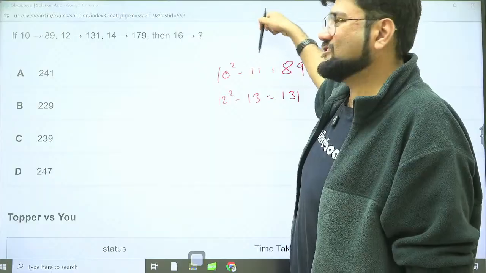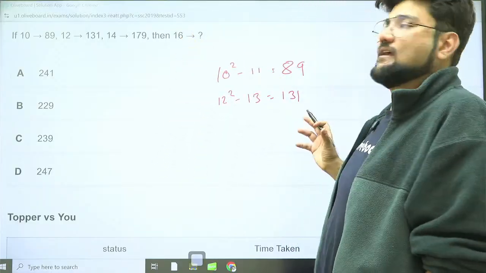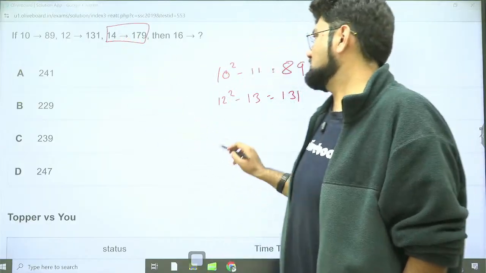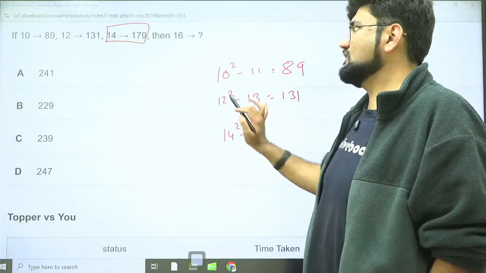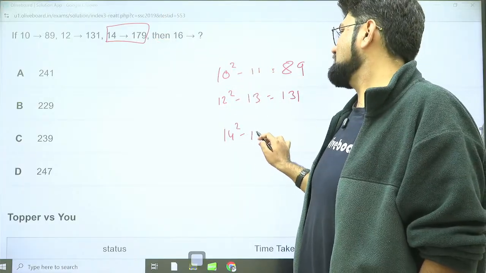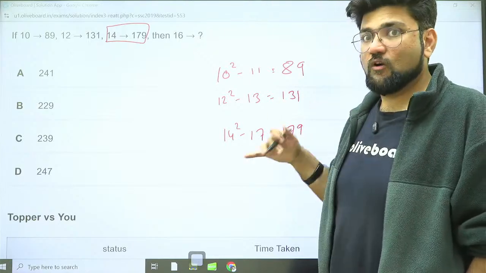By now you have established the logic. The logic is that you're squaring this number and you're subtracting the next number from it. But the moment you look at this one, it all fails. 14 square minus 15 is not going to be 179. Just check what it is. It is 14 square minus 17 is 179. Now what do I do about this? What do I do about this?